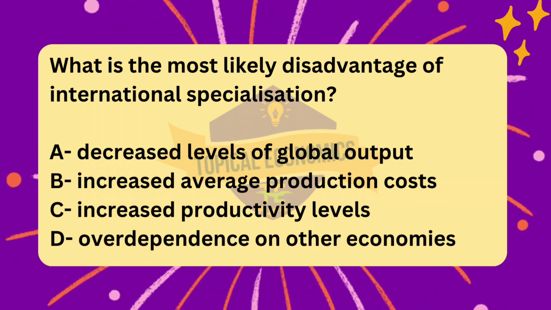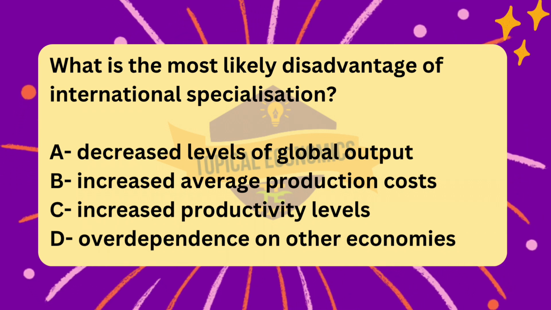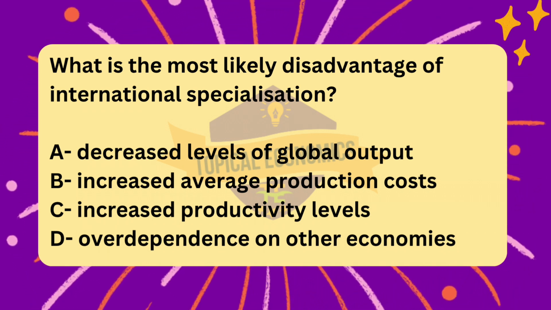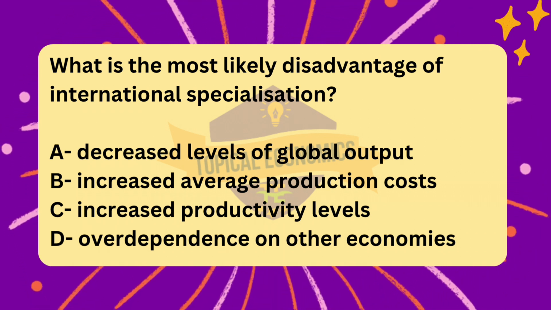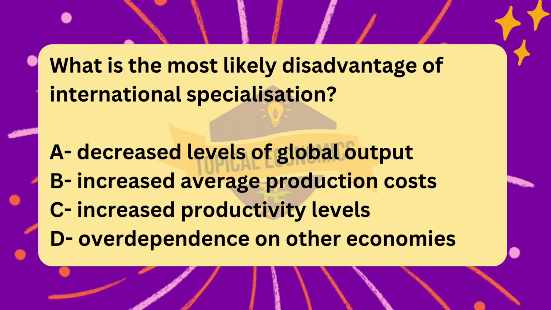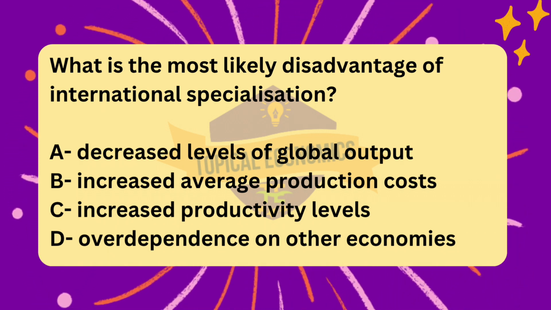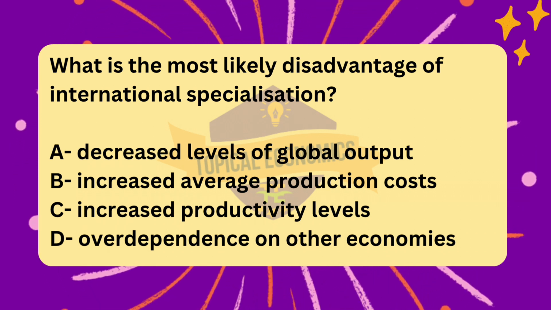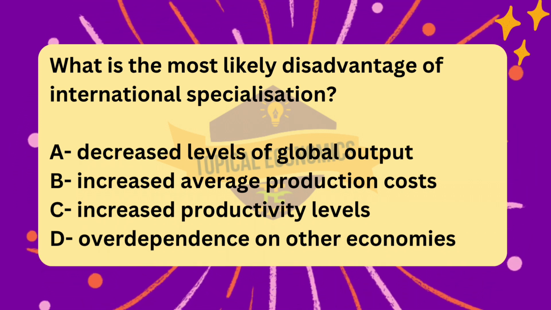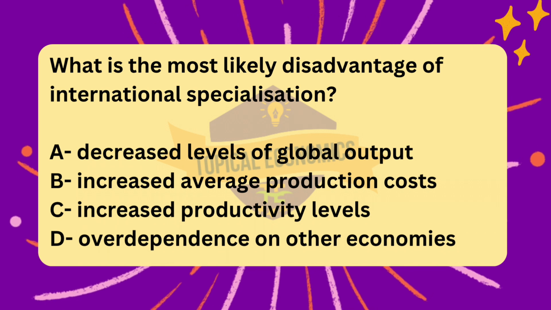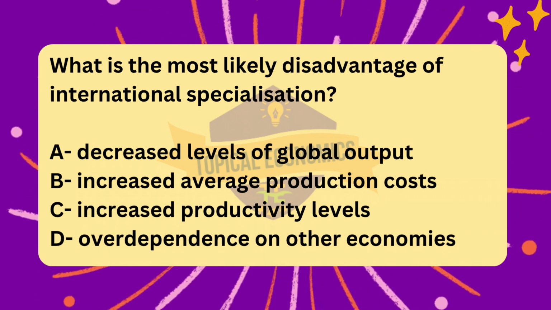Analyzing the other options. Option A. Decreased levels of global output. Specialization actually tends to increase global output, not decrease it. By specializing in what each country does best, overall efficiency improves, and countries can trade goods they don't produce themselves. This leads to a more efficient global economy and a higher level of output.